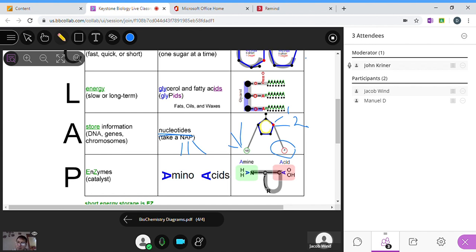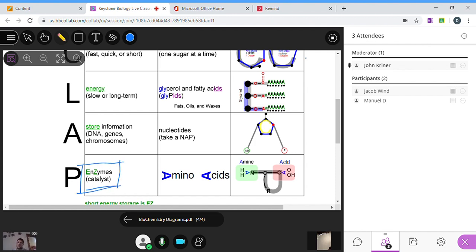Moving on, we have proteins. Proteins have the longest list of functions of any of the macromolecules of life. Basically, if it can be done, there's probably a protein that does it. But I'm only going to give you one here, and that's enzymes.